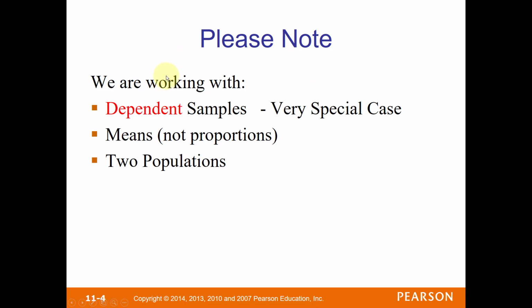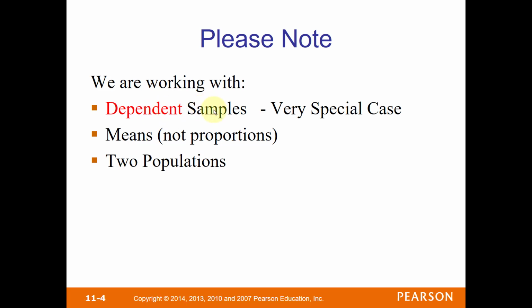So what you have to pay attention to, and this is very important, we're working with two populations just like we were in 11.1, but now, very different, we're working with means, not proportions. So we'll be dealing with mu's and x bars, etc. The similarity with the last section, 11.1, is that we're still working with two populations, but now we're working with means, and with a very special case: dependent samples, matched pairs.